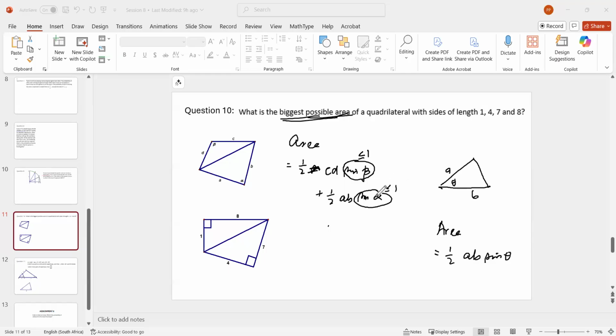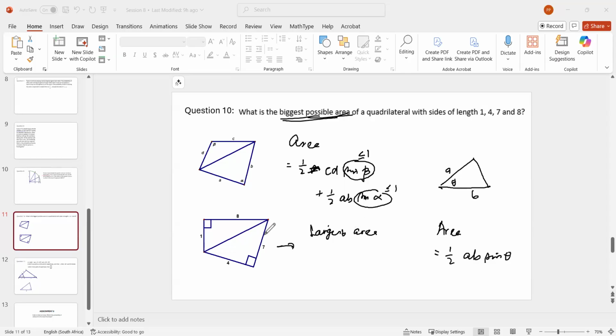And this is also less than or equal to 1. And it's equal to 1 when beta is 90 degrees. And this is equal to 1 when alpha is 90 degrees. And that is why I put 90 degrees pictures here, you see. I've got 90 degrees. This will give you the largest area. That figure there will give you the largest area.